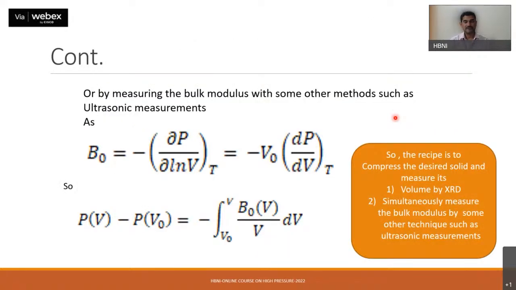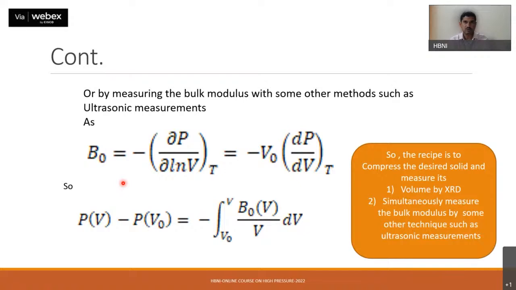In the primary scale, as I said, there are other methods, like if you can measure the bulk modulus with some other methods such as ultrasonic measurement. Ultrasonic measurements are where you can independently measure the bulk modulus of a material. And if you can measure the volume by X-ray diffraction, then simultaneously measuring the bulk modulus and volume by XRD, you can use this equation.